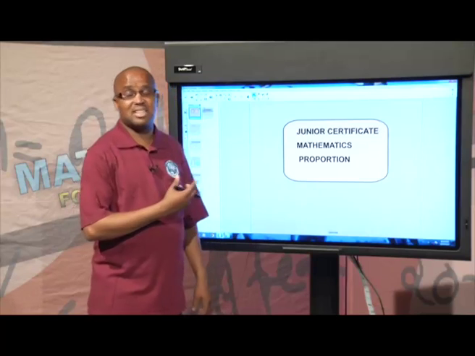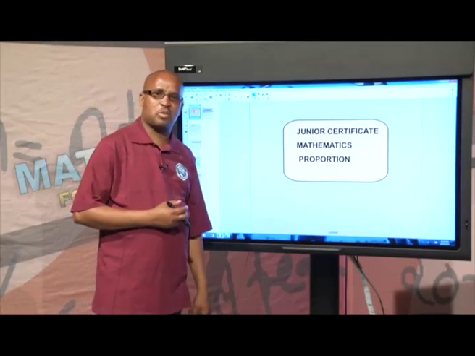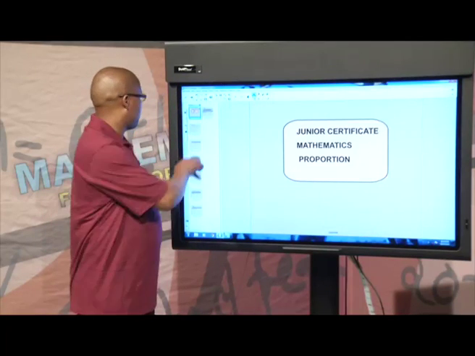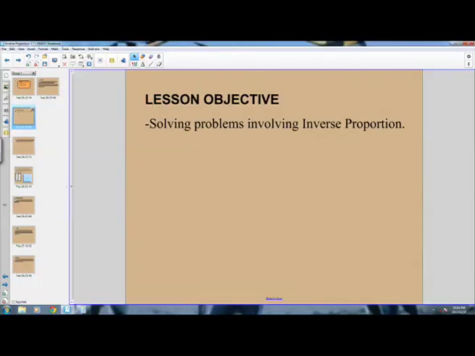Before we start discussing this topic, let us have a look at the lesson objectives, because that's what will guide the discussion. The lesson objective says: solving problems involving inverse proportion. So here it says inverse proportion. And before we start discussing this, we need to have an understanding of what inverse proportion is all about.